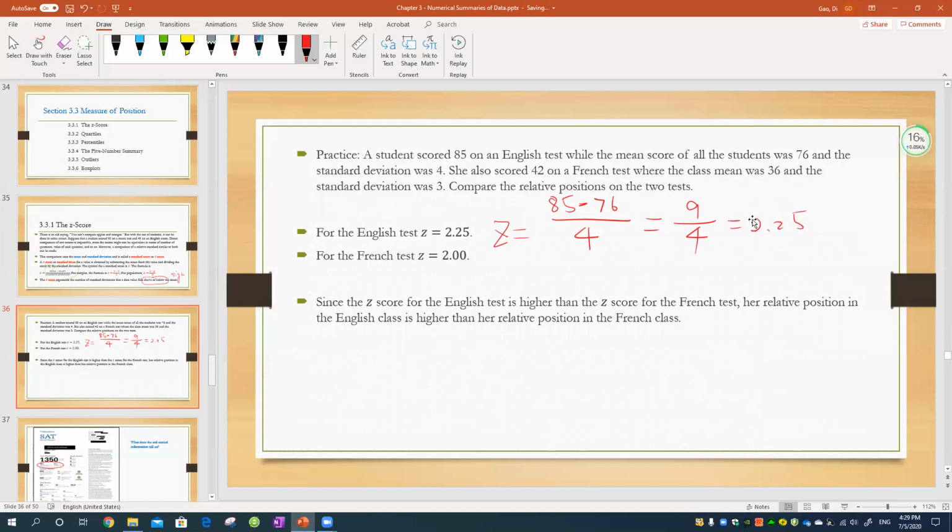And then for French, the score is 42. So on French, 42 minus the average, which is 36, and the standard deviation is 3. So we got 6 divided by 3, which is 2. Since the z-score for English is higher than the z-score for French, her relative position in the English class is higher than her relative position in the French class. However, they're pretty close, which it doesn't look like if you only look at the scores, 85 compared with 42.